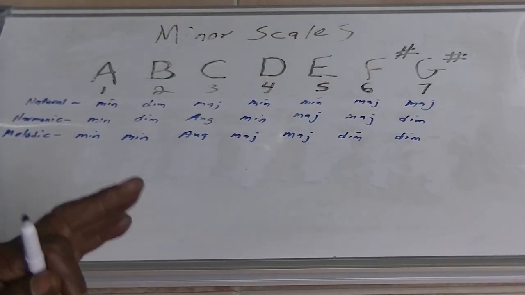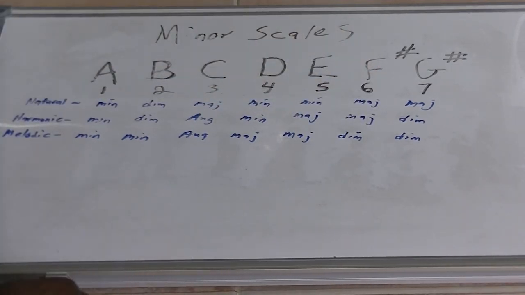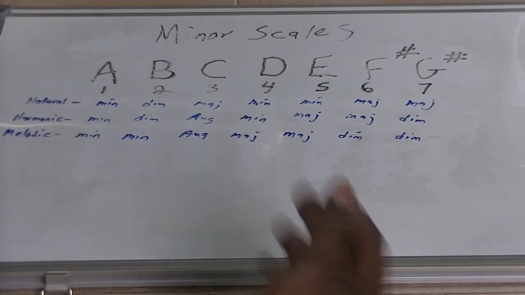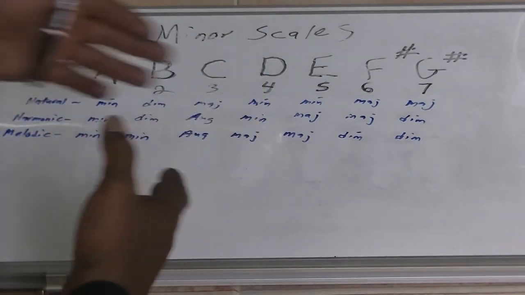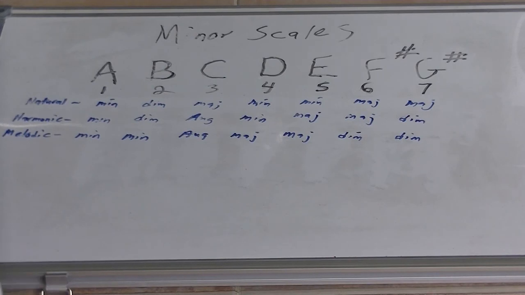So while minor scales can be somewhat confusing when you're trying to learn, and especially if you're trying to commit things to memory, what I want you to understand is there's so much variety with what you can do as far as chords. And that's it. That's the lesson.